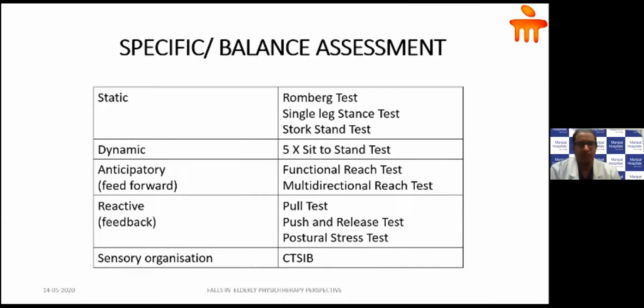Static, in case of Romberg test and single-leg stance, can be used. Romberg test is very reliable, and it can be easily applied in a clinical setting to understand whether the proprioception is working properly or not in an individual. We just ask the patient to open the eyes and stand with a narrow base of support. Thereby, if there is any deviation or any sway, we assess, followed by closing the eyes.